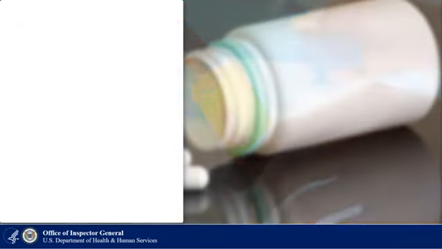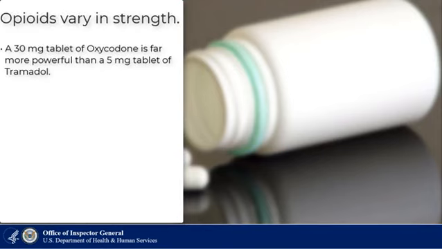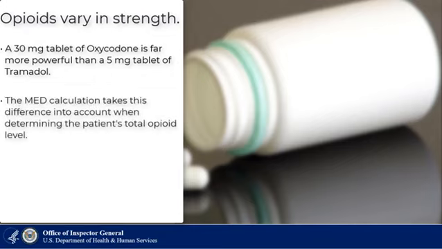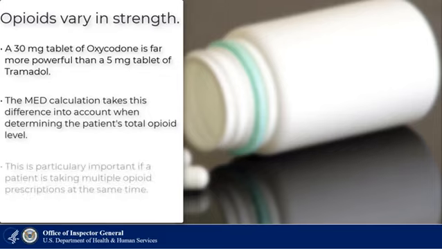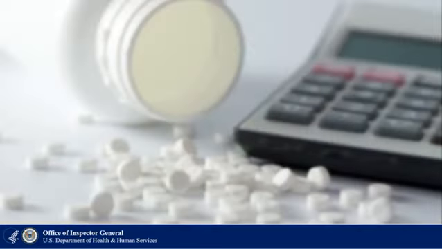As you may know, opioids vary in strength. A 30 milligram tablet of oxycodone is far more powerful than a 5 milligram tablet of tramadol. The MED calculation takes this difference into account when determining the patient's total opioid level. This is particularly important if a patient is taking multiple opioid prescriptions at the same time. Using the MED calculation, we identified patients receiving high amounts of opioids.